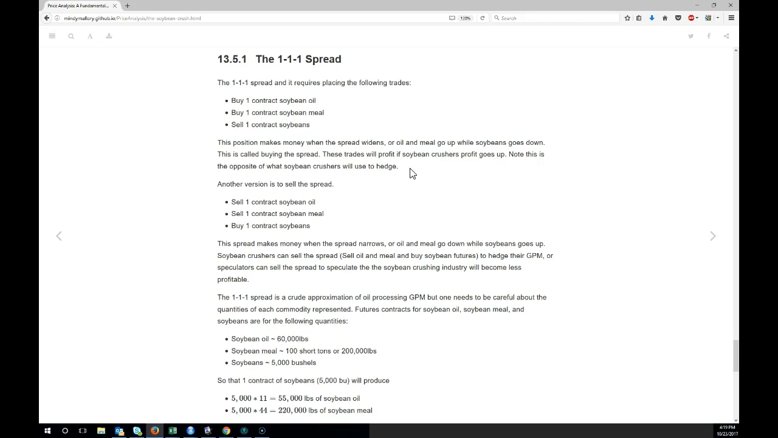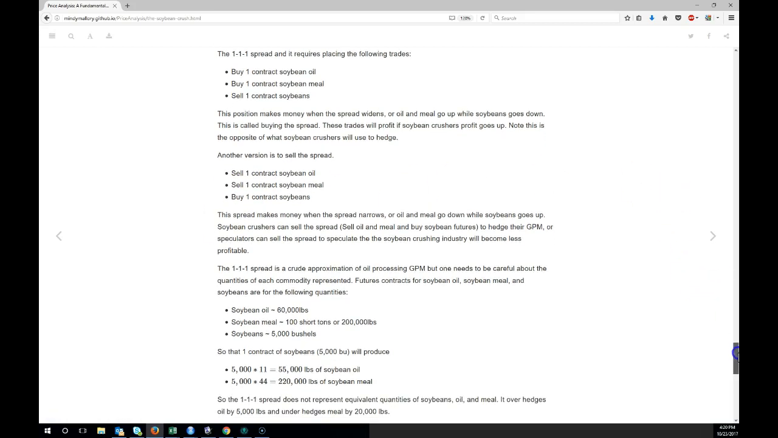especially if they want to speculate that the profit of soybean crushers are going to go up. So notice this makes money if the price of soybeans goes down, or if oil and meal price goes up. So if you're just a trader and you want to speculate that the soybean crushing profits will go up, this is the trade for you. And the opposite, which is what a hedger would naturally do, or someone who wants to speculate that crushing profits will go down, would place this trade. But let's see how the proportions come out.